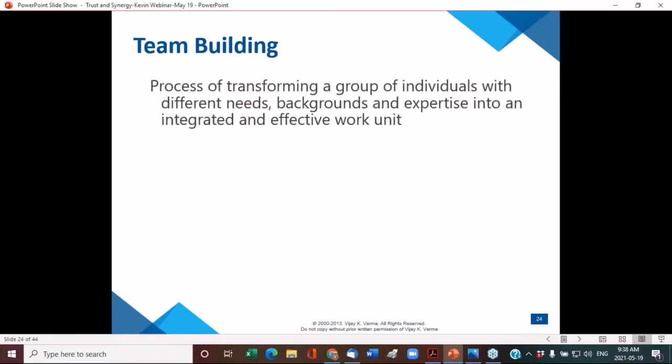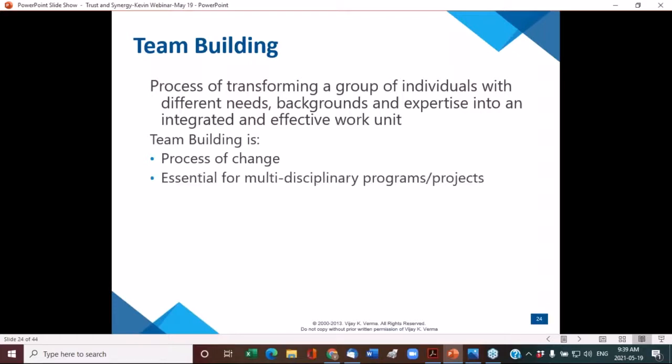So team building is a process of transforming a group of individuals with different needs, backgrounds, and expertise into an integrated and effective unit. So this is really what the important things are for team building. It's integrated and it is effective. Team building is a process of change. You're changing things all the time. Okay, so that's really how it goes.